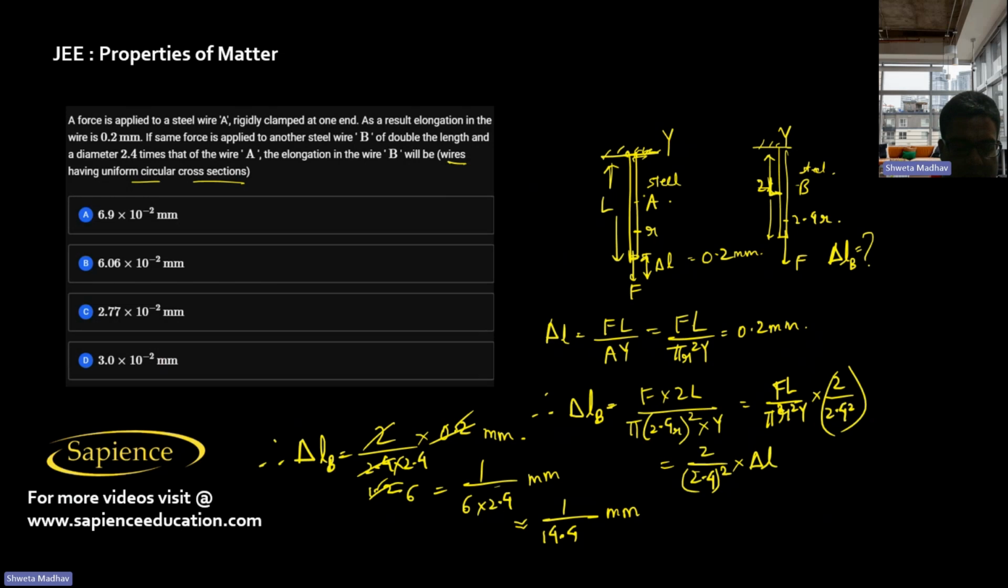It will be 1 divided by 14.4, so that is approximately 0.0694 millimeter, which I can write as 6.944 into 10 power minus 2 millimeter. Option A is the correct answer.